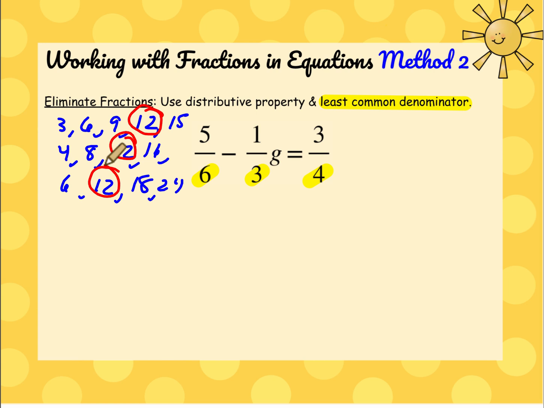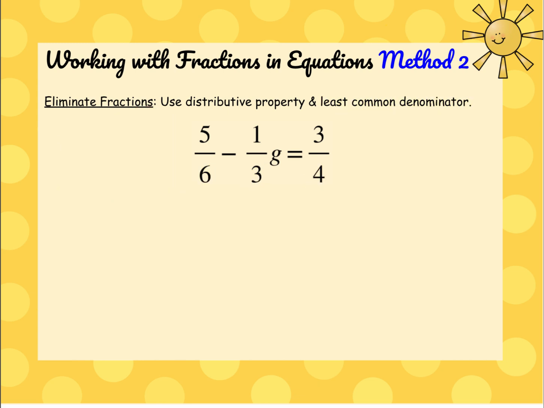That's our common denominator. So the common denominator method means that if I go ahead and I use the distributive property and I multiply everything in this equation by that common denominator, I can get rid of all of my fractions. Okay, so let's do 12 times 5 over 6. So 12, remember, is 12 over 1. So I would do simplifying.